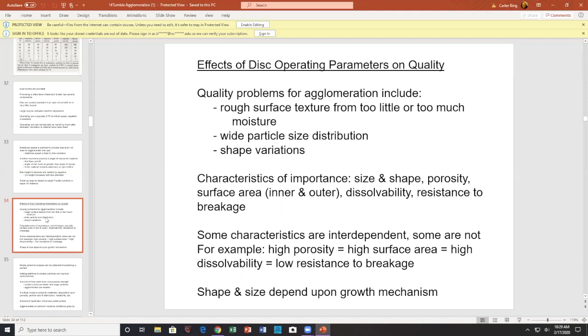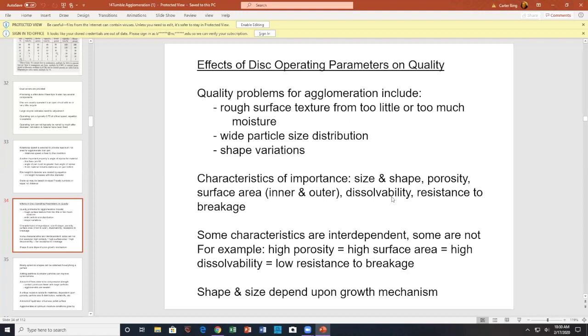Effects of disc operating parameters on quality. Quality problems for agglomeration include rough surface texture from too little or too much moisture. You have a wide particle size distribution, shape variations. So characteristics of importance: size and shape, porosity, surface area, dissolvability, and resistance to breakage, right? You hope to have it round. You hope to have some type of porosity that you want. You want some sort of surface area, dissolvability, and resistance to breakage.